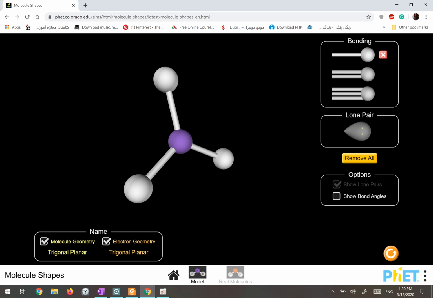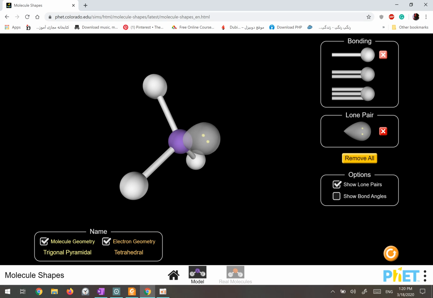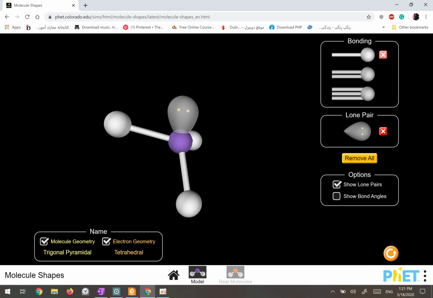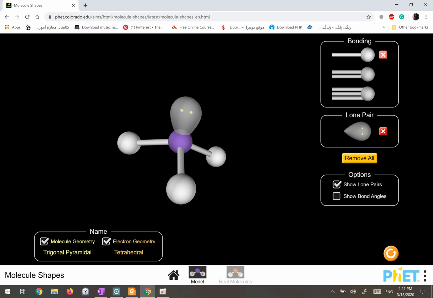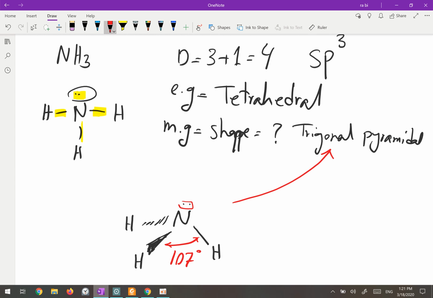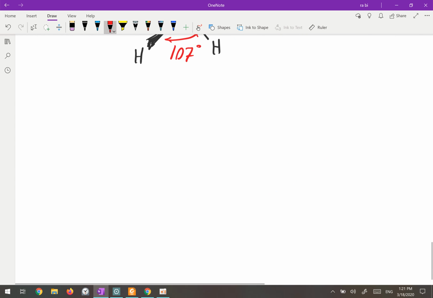So here you have three bonds and one lone pair. So this would be the shape of your molecule. Okay, so you can see it's like the pyramid. This one clearly shows how it's like the pyramid structure. Okay, so let's move on. Go to the next molecule that we want to draw.